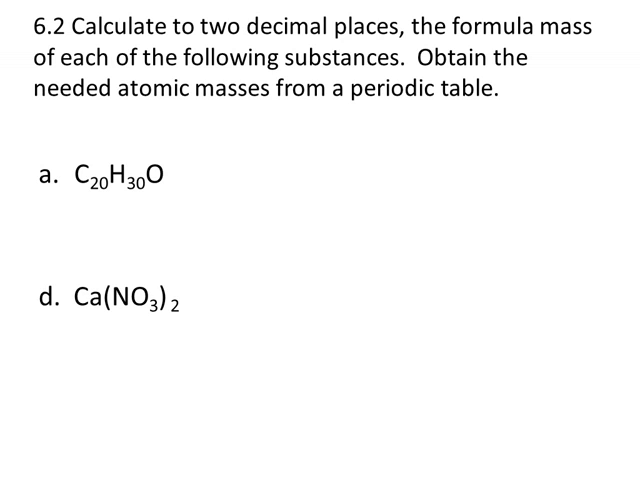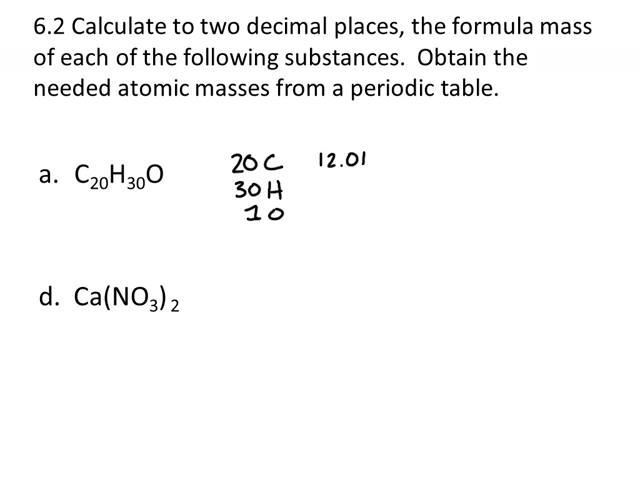It says, calculate to 2 decimal places the formula masses of each of the following substances. Obtain the needed atomic masses from a periodic table. So we would look at A here and notice that there are 20 carbon atoms and 30 hydrogen atoms and 1 oxygen atom. And so I'd look up the molar mass or formula mass of carbon on the periodic table and see that it is 12.01. Notice I'm only carrying out to 2 decimal places.